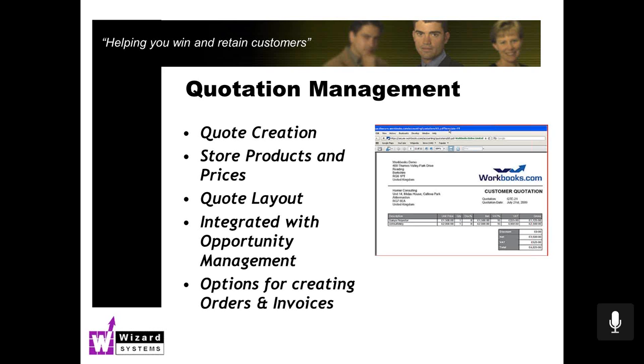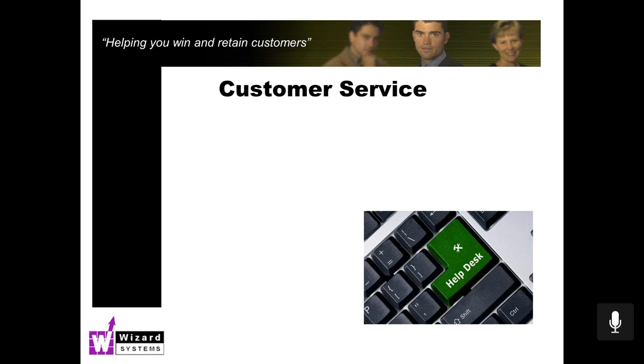And remember the option for looking at a business process. The customer wants to order. After they receive your quote, they want to order. Then if you've got the business edition of Workbooks, you can convert that quote to an order and an invoice to complete the loop there.